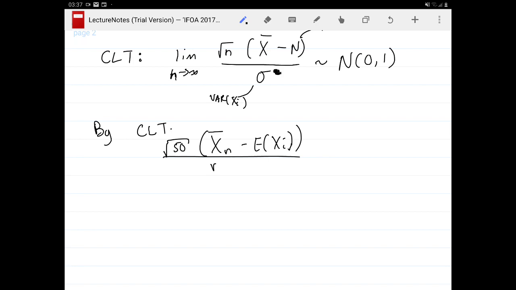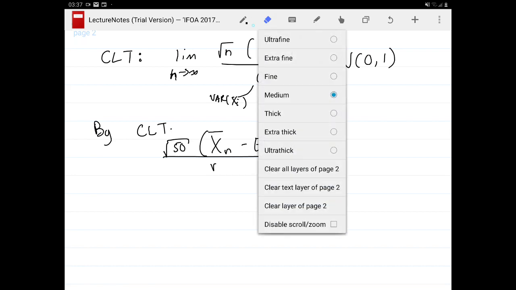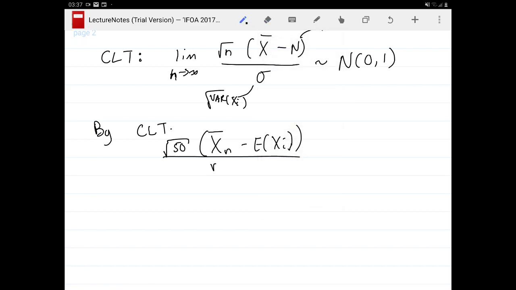Sorry, this is meant to be divide by the standard deviation. So this is just the square root of the variance of any of our values. That will be approximately normal, right? And that's what the central limit theorem allows us to do. It says once you get large enough n's, this particular value is going to look approximately normal.